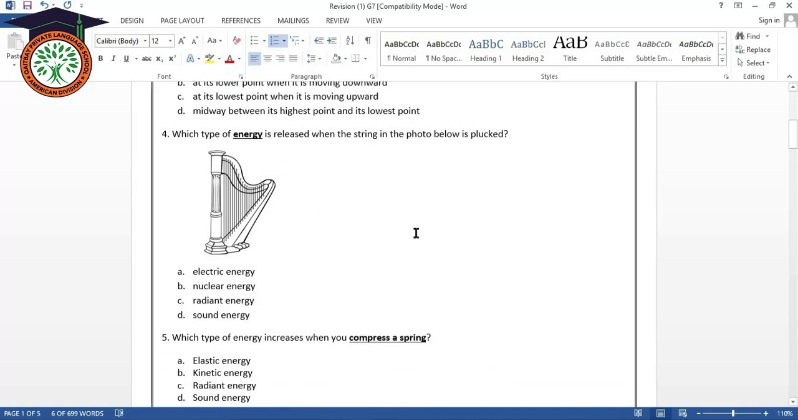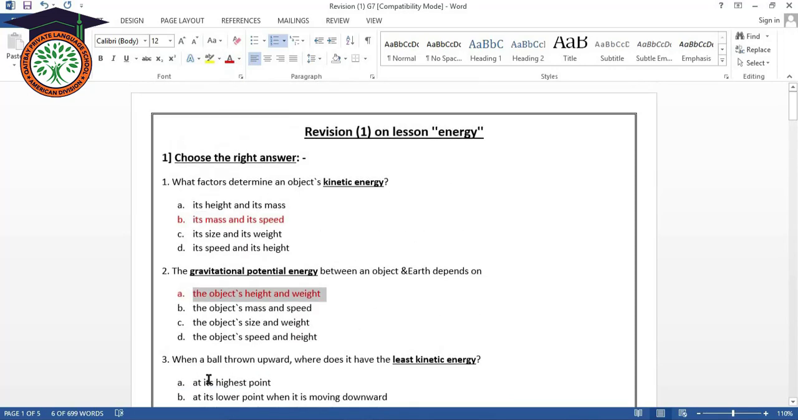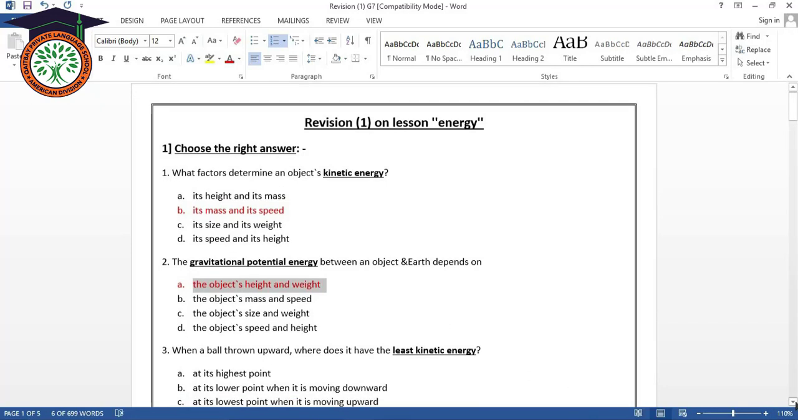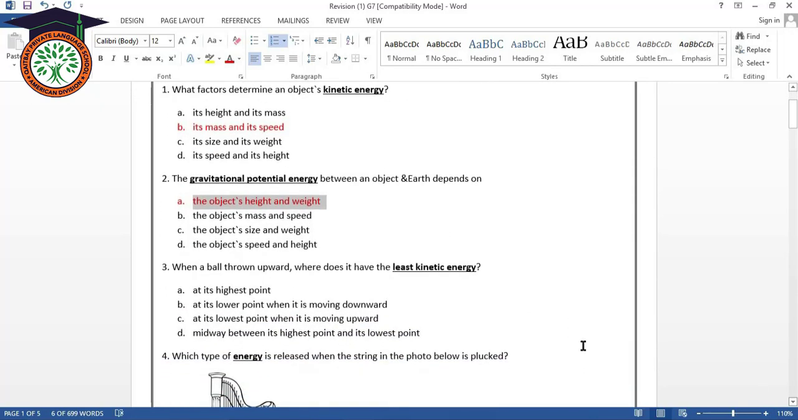Okay, question number 3. When a ball is thrown upward, where does it have the least kinetic energy? So we took before the least kinetic energy will be on the top, and at the start and the end it will be the highest. So it will be the highest at its highest point.